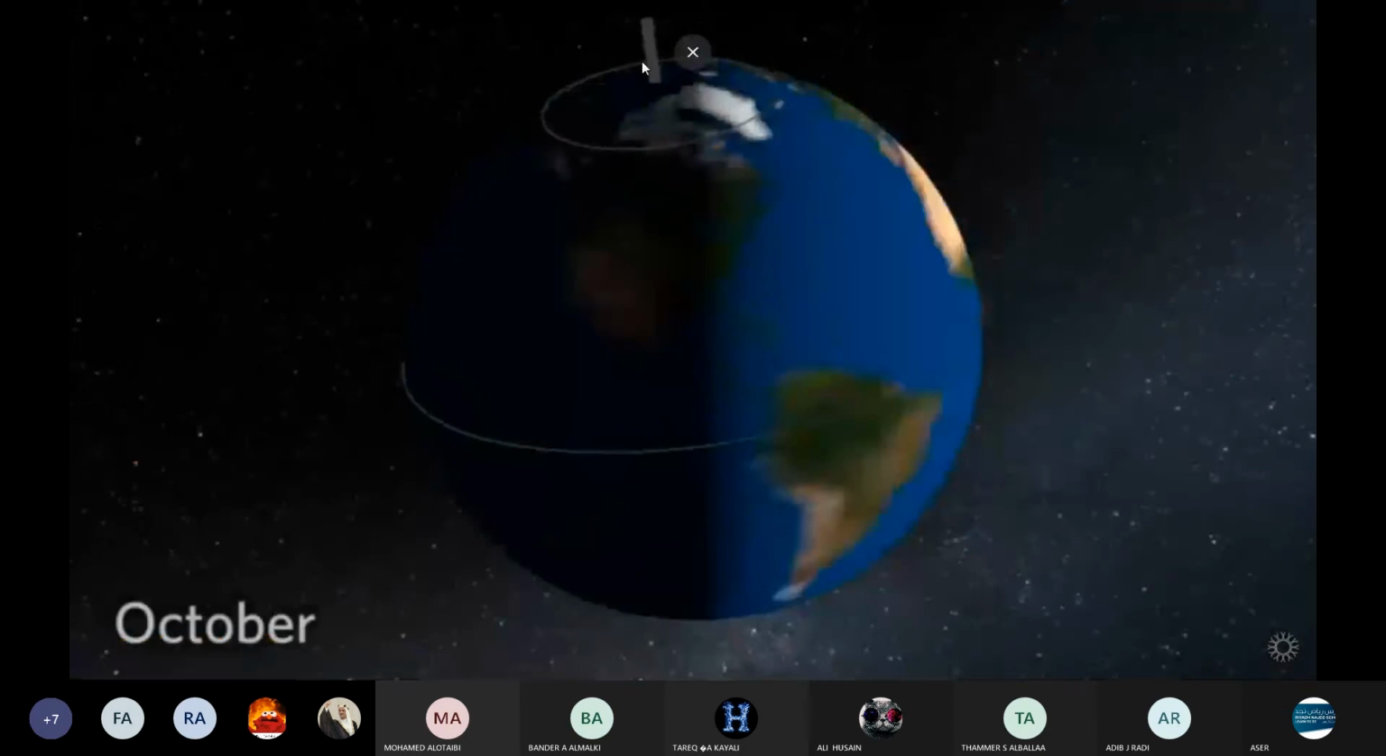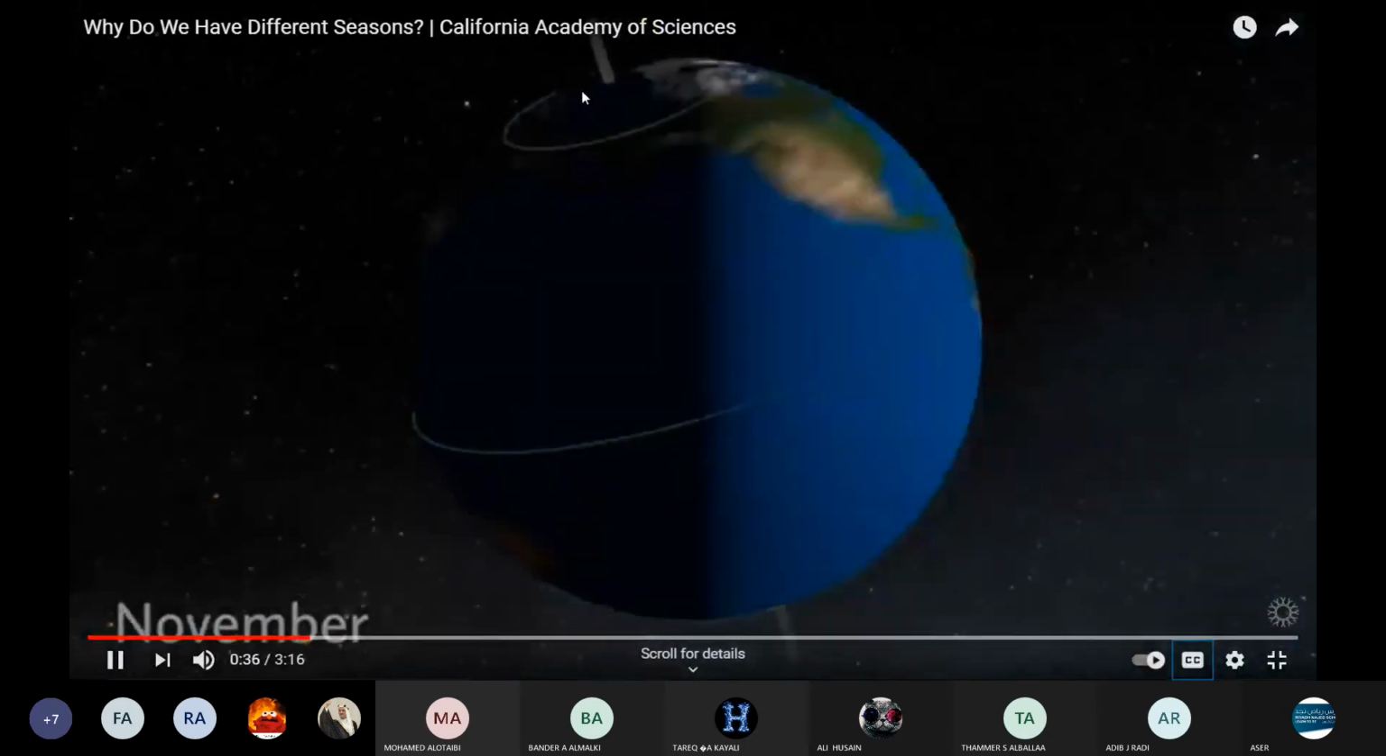So this is the axis. Of course, it's an imaginary one, the axis of the Earth. Okay, and the Earth rotates around that axis. Okay, and it's tilted, meaning that it has a slope. But that means the sun's light shines differently on Earth at different times of the year.